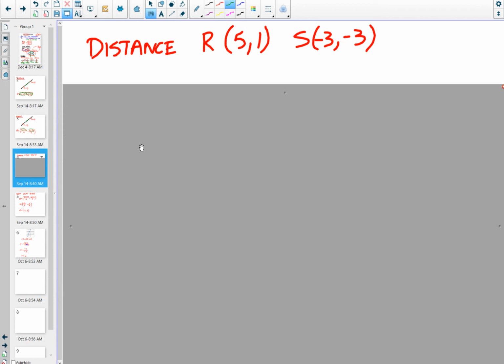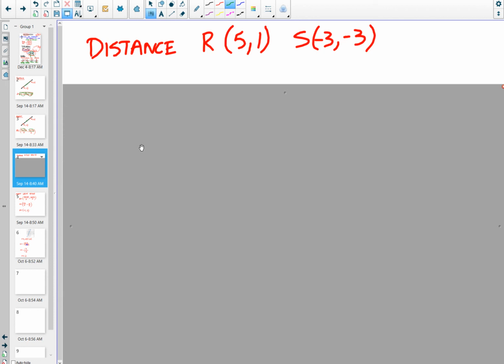But remember, with distance, I guess we could say with all of them, it's x's with x's and y's with y's. So what are my 2 x's here? 5 and -3. I'll show you a hint. Whichever one you decide to be second step, and if you want to think of the first one as S and the second one as R, that's fine. I like to go from left to right. So I'm going to consider the S's to be the second one.